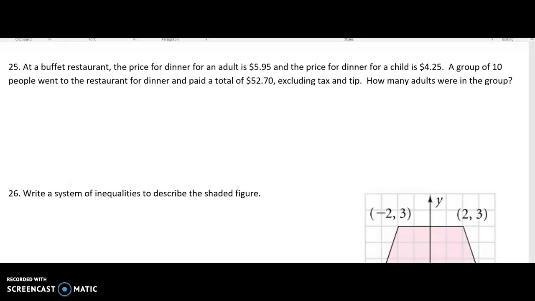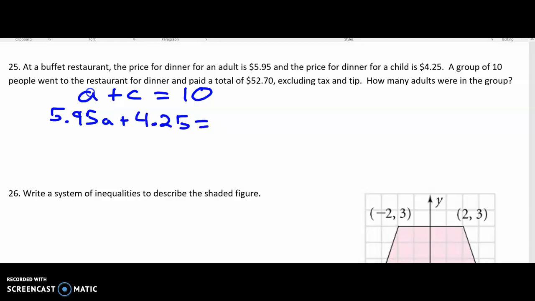Okay, I've got my adults, I've got my children, and I know that there are 10 total people going. Then I know per adult it's $5.95. I know that for a child it is $4.25. And I know that my bill costs $52.70. So what I'm going to do here is eliminate, because it wants how many adults, so I'm going to eliminate children. As fun as that sounds, we're going to move past that.